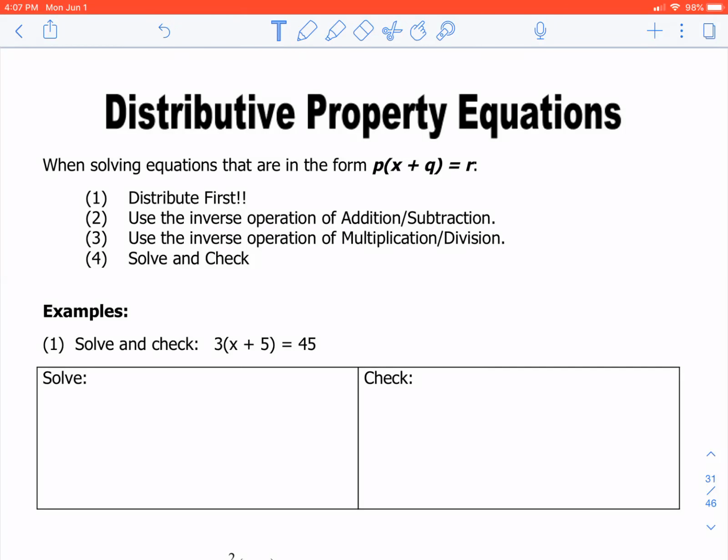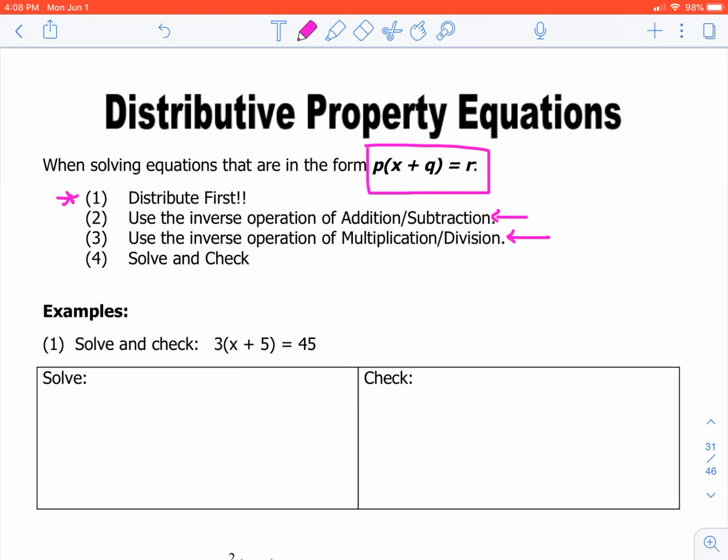All right, in this section, we're going to talk about the distributive property equations. Now, distributive property equations look like this, where there's a number outside of the parentheses. The first thing you're going to do, very, very important, you're going to distribute first. Then it's going to be like solving a two-step equation where you're going to do addition and subtraction, and then multiplication and division. Of course, you're going to solve it, you're going to check it.